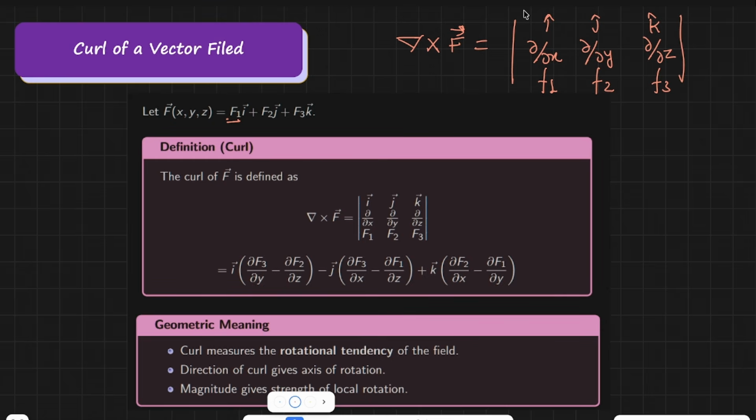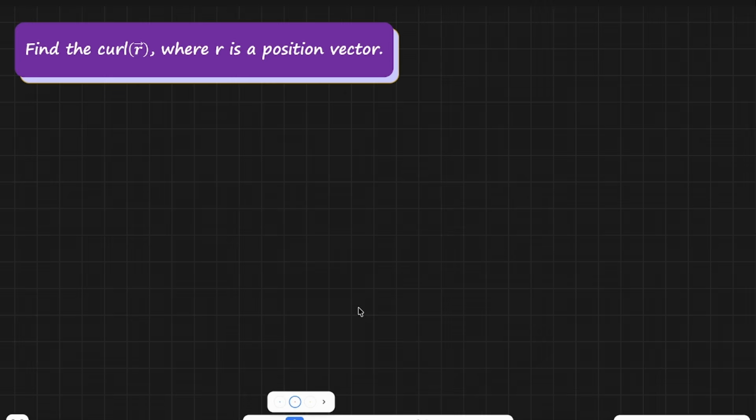The meaning of curl is that it represents the rotational tendency. If the curl is equal to 0, it means there is no rotation of that vector field. If curl is not equal to 0, it means there is some rotation. Let's take the example: find the curl of the r vector. Again, what do you mean by r vector? That is x i cap plus y j cap plus z k cap.